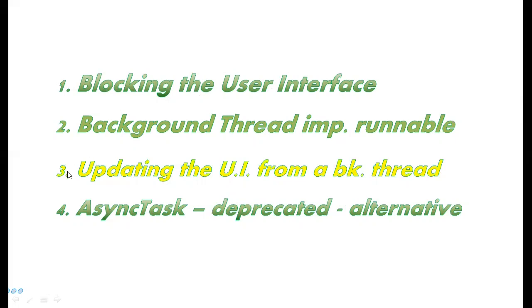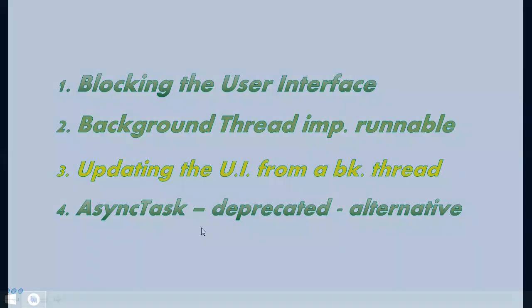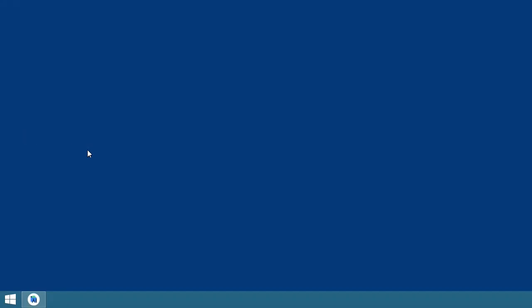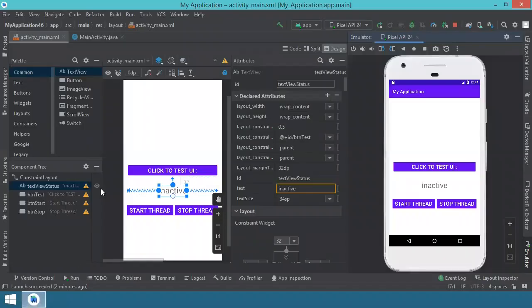In this video, we will build upon the previous example and we will add some functionalities. For example, how to update the user interface so that the user will see the progress of the worker thread. In the last video, we'll talk about some alternatives, but just stay tuned and you'll see what happens there. Let me show you what we've done in the previous 2 videos.